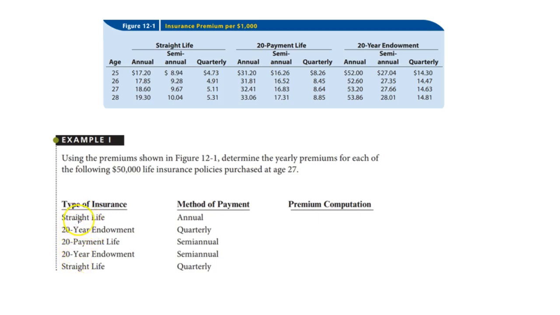Each of these 5 rows here, we'll work through each one. So using the premium shown in figure 12.1, determine the yearly premiums for each of the following $50,000 life insurance policies purchased at age 27. So there's 2 pieces of information we see here. Age 27.